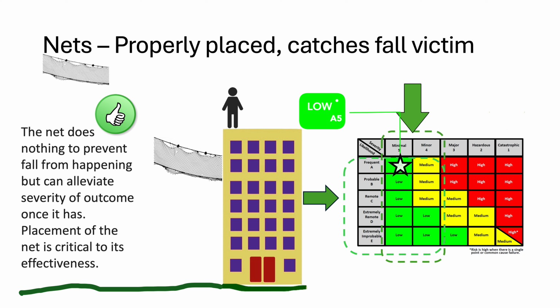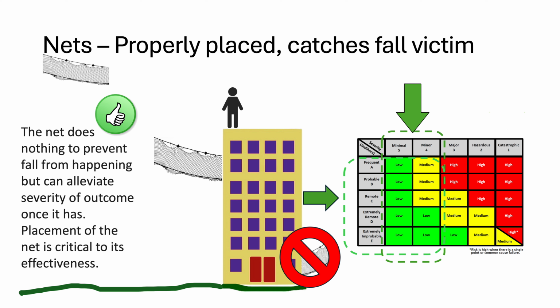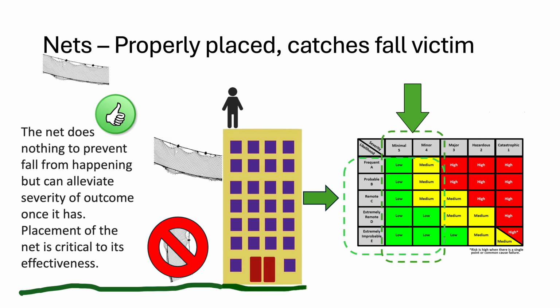However, like the moat, nets have limitations. They do not prevent the hazard itself. The fall still happens. Additionally, their effectiveness is bounded by placement, strength, and the specific conditions under which they are used. This emphasizes the importance of integrating nets with preventive controls to comprehensively manage safety risks.